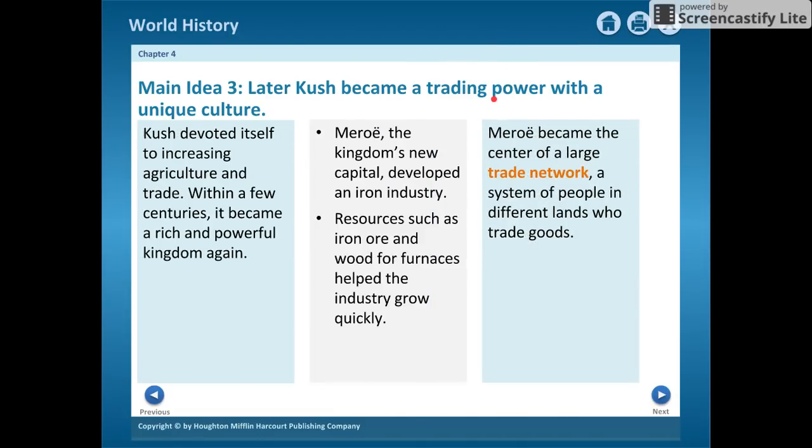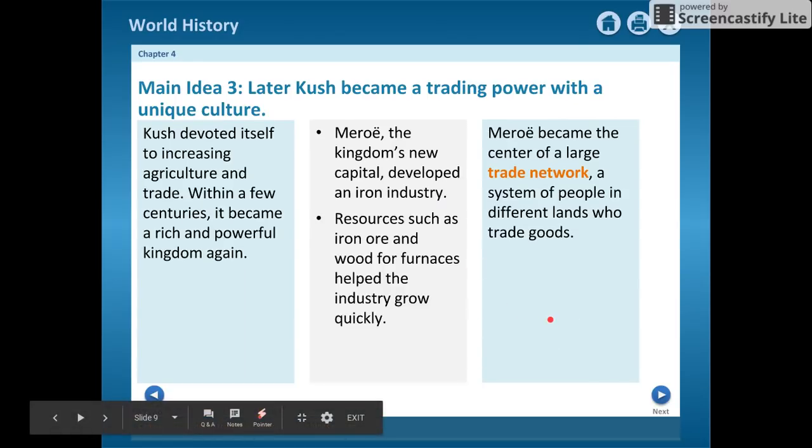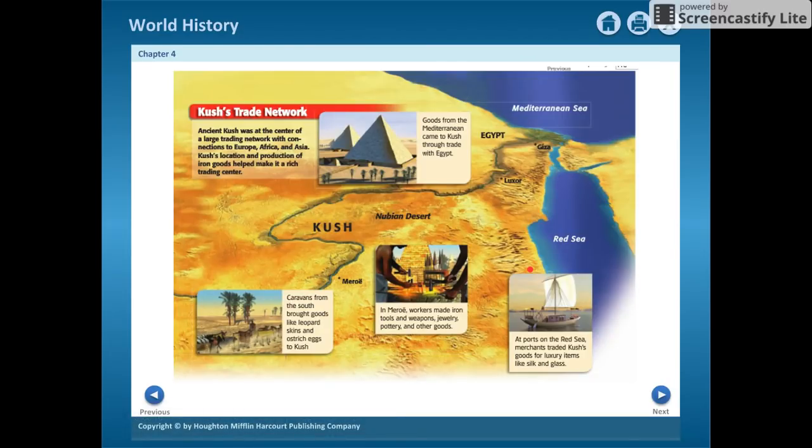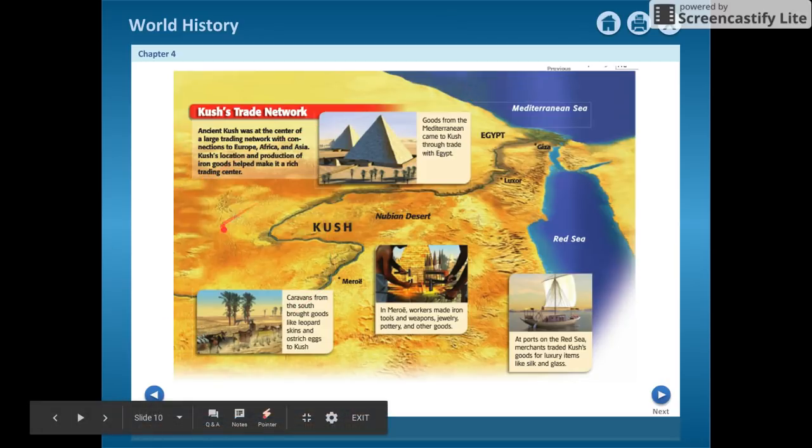Meroe became the center of a large trade network, a system of people in different lands who trade goods. Okay, so that's what a trade network is. Here you see Kush's trade network. Ancient Kush was at the center of a large trading network with connections to Europe, because remember, Europe is above the north of the Mediterranean Sea here, Africa, which they're in, and Asia, which was just across the Red Sea.